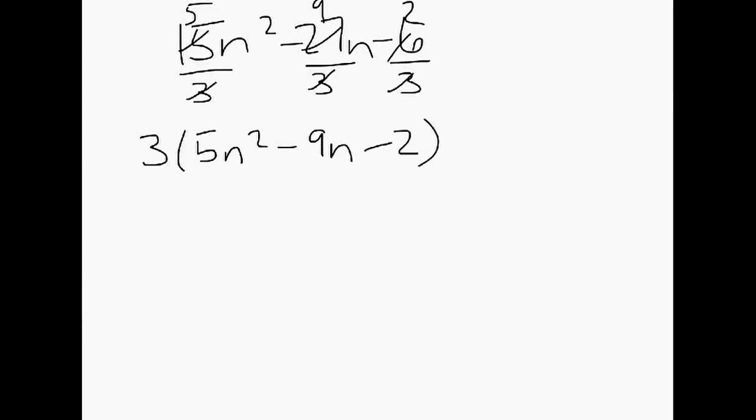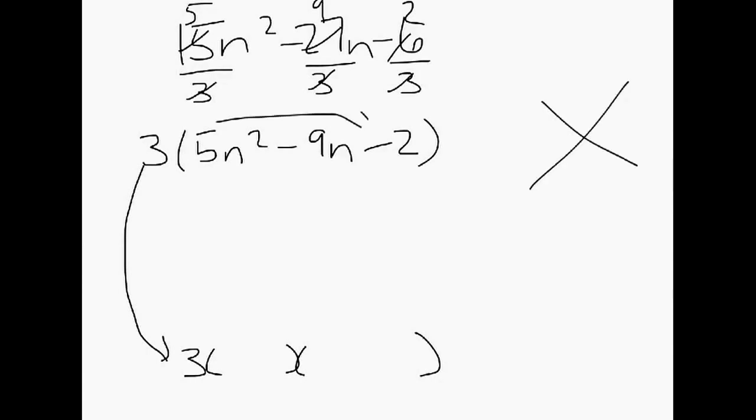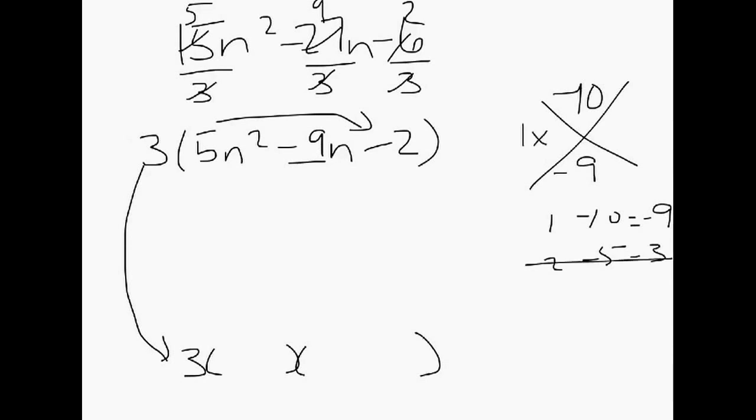Then we'll end up factoring this, and whatever we get down here in our parentheses, this 3 will carry all the way down there. So we're going to do this inside stuff just like we normally do. 5 times negative 2 is negative 10, and we're trying to make a negative 9. So the factors of 10 are 1 and 10, and 2 and 5. One of them's got to be negative. Since our number is negative, we're going to put the bigger number negative. That equals negative 9. That equals negative 3. So we split this. That's 1n and negative 10n.